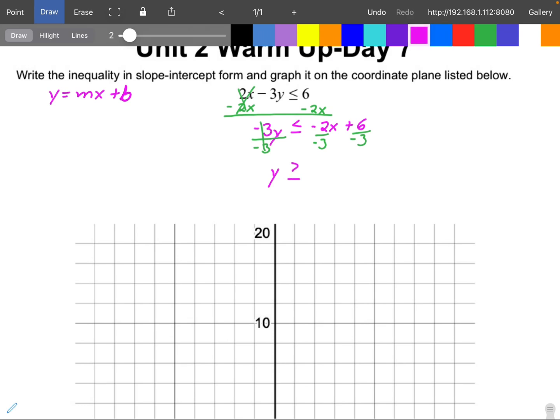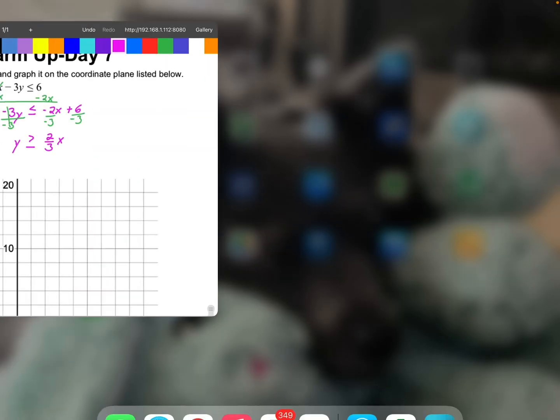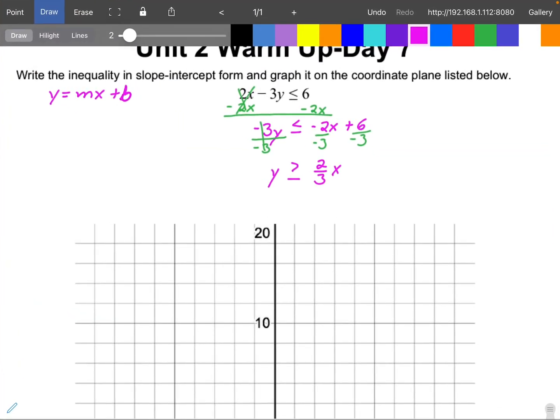And then negative 2 over negative 3, well, I know a negative divided by a negative is a positive. And then 2 over 3 doesn't simplify, so that's just going to be a positive 2 over 3 with my x behind it. And then positive 6 divided by negative 3 is a negative 2. Okay, now this is actually ready to be graphed.